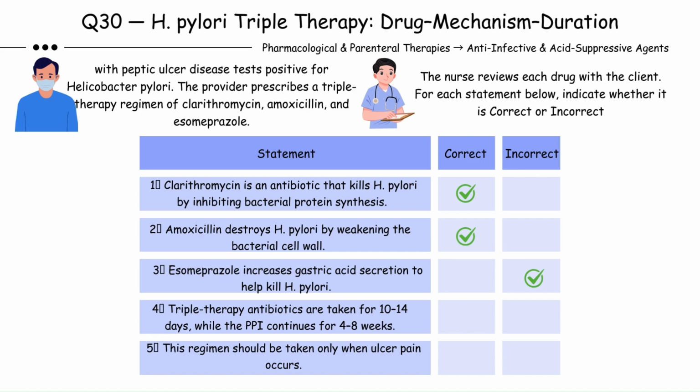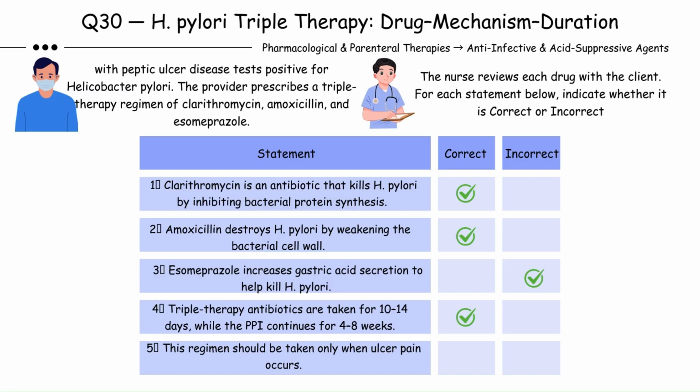Statement 4. Triple therapy antibiotics are taken for 10 to 14 days, while the PPI continues for 4 to 8 weeks. This statement is correct. That is the standard treatment timeline. 2 antibiotics for 10 to 14 days, and the PPI for a much longer period to support gastric healing.